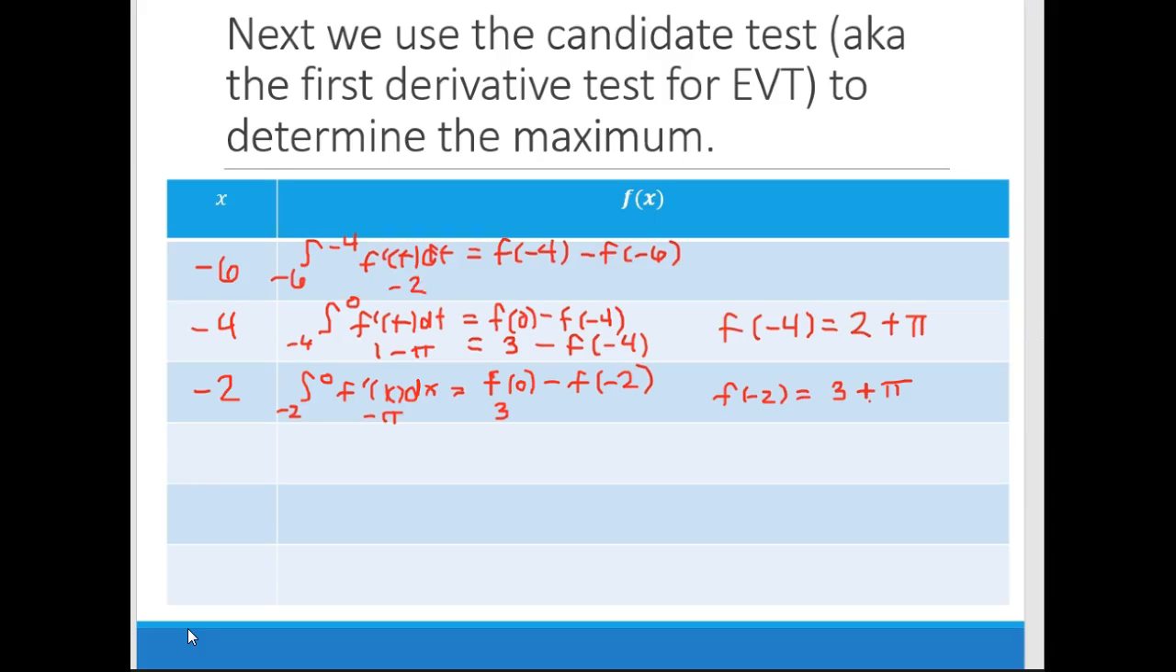We said the value of f of negative 4 was 2 plus pi, minus f of negative 6. So subtract 2, you get negative 4. And then subtract pi, you get negative pi. Divide by that negative 1. And we get f of negative 6 is 4 plus pi.